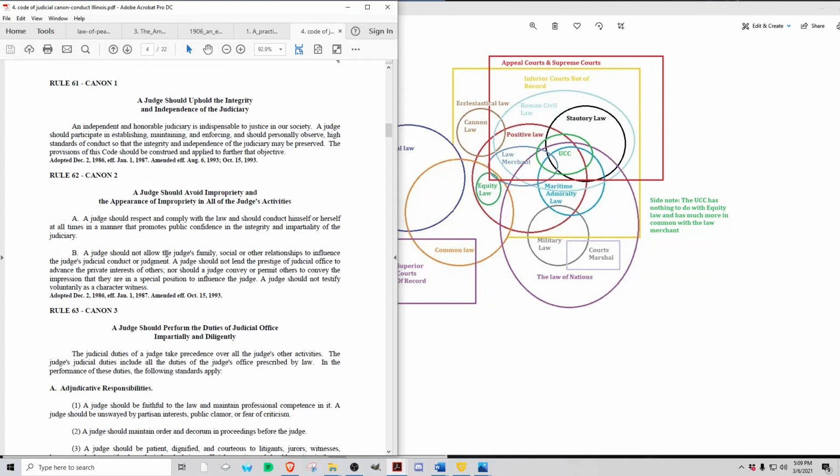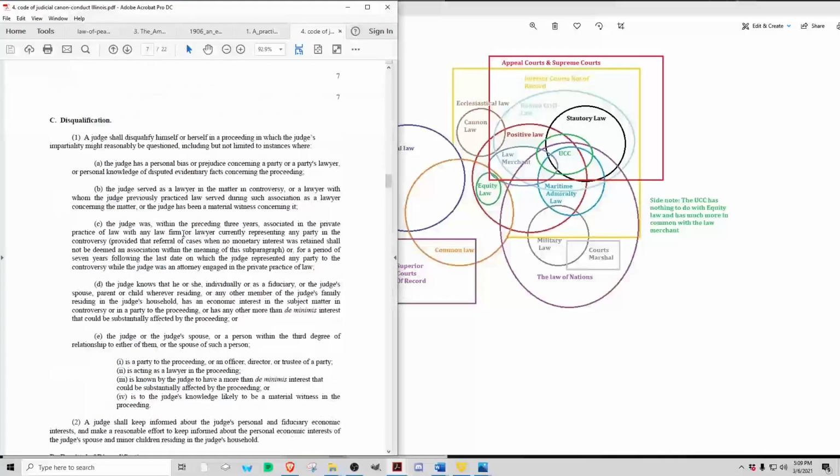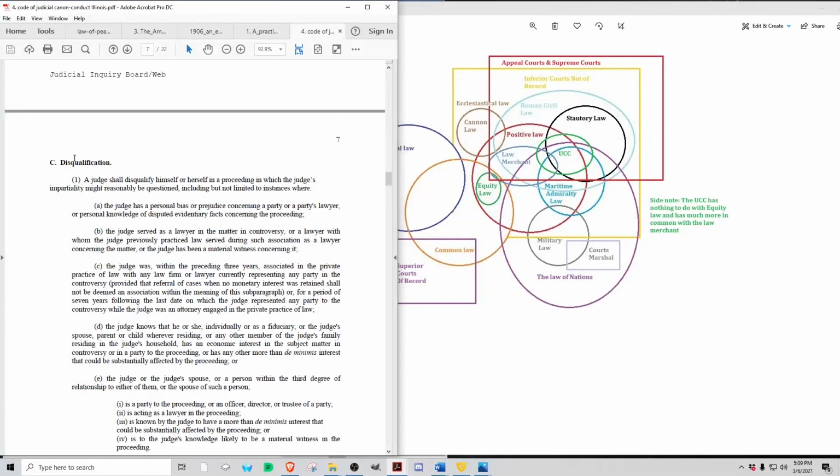A judge should uphold the integrity and independency of the judiciary. An independent and honorable judiciary is indispensable to justice in our society. A judge should participate in establishing, maintaining, and enforcing, and should personally observe high standards of conduct so that the integrity and independence of the judiciary may be preserved. The provisions of this code should be construed and applied to further that objective. Okay, great. Kind of a general thing, right? So I'm just going to flip down here to something that might not be so general, like disqualification. How about that? A judge shall, whenever you see that word, it's absolute.